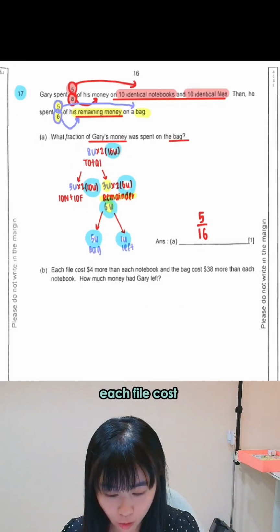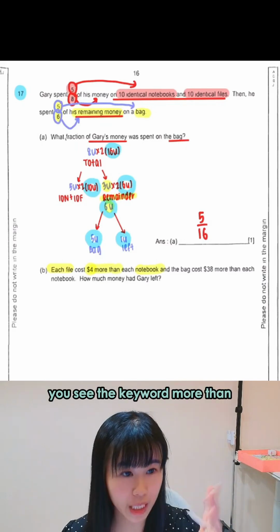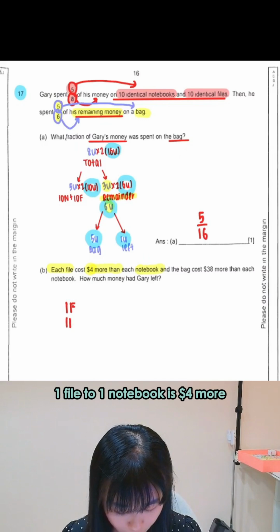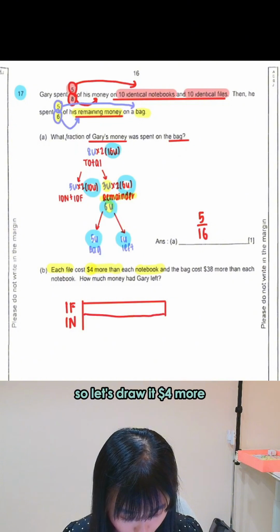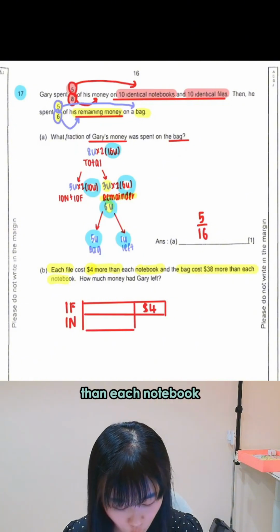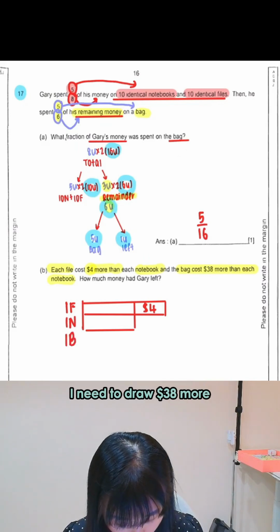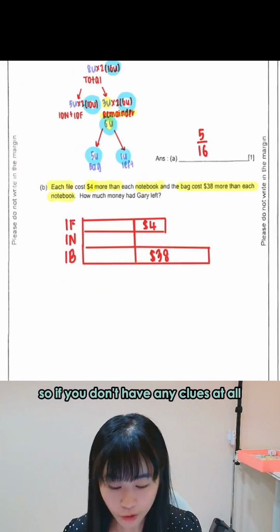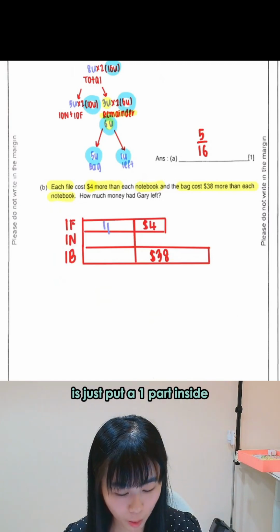Each file costs $4 more than each notebook. So every time you see the keyword "more than", you will draw your model already. 1 file to 1 notebook is $4 more. So let's draw it. $4 more. Bag costs $38 more than each notebook. So your 1 bag costs $38 more. I need to draw $38 more. If you don't have any clues at all, then what I suggest is just put a 1 part right inside.